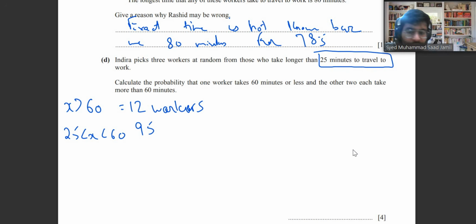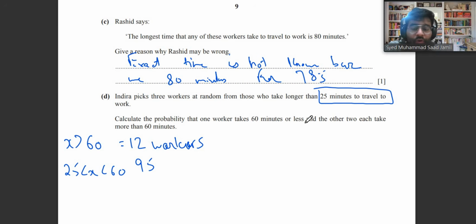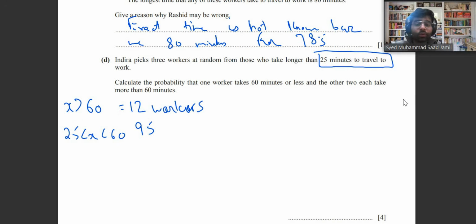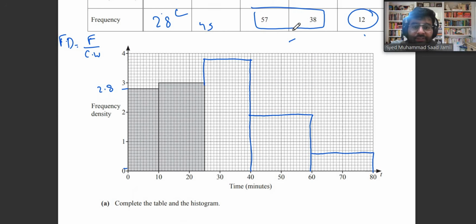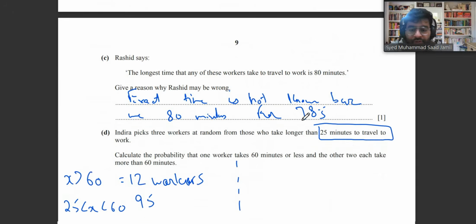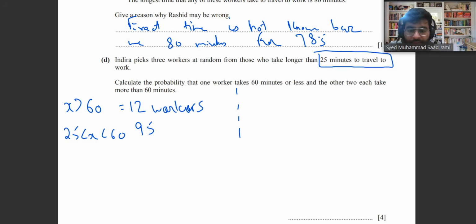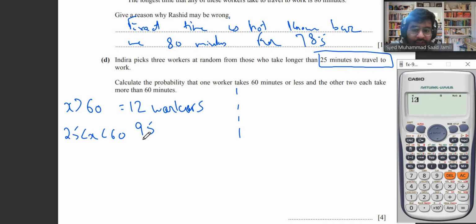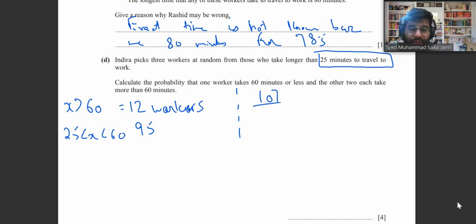So workers between 25 and 60. Now look, we are choosing workers from those who take more than 25 minutes to travel. So how many total workers are there that take more than 25 minutes to travel? The total workers are 57 plus 38 plus 12, because all these workers take more than 25 minutes. So we add 12 and 95, and we get 107. So total workers are 107.